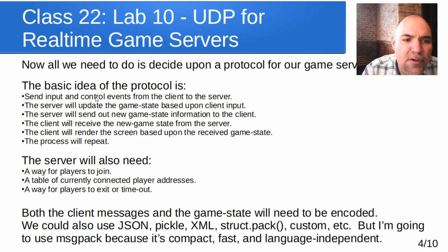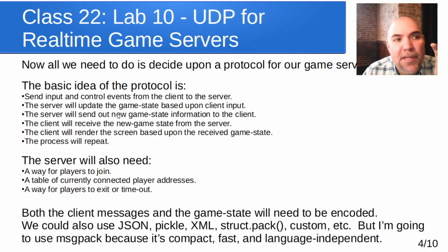And the basic idea of the protocol was send input and control events from the client to the server. The server updates the game state to some new game state based upon that information it received from the clients that were ready at the time. And then it sends out a new game state to all of the clients. And since they have their own loop that's receiving that, they'll receive the game state packets. They'll update what they see on the screen. Now, the process then just keeps repeating on both sides. Server receiving all the packets, updating the game state, sending it out to everybody. Get all the packets, update the game state, send it out to everybody. So that's what the server is going to be doing.